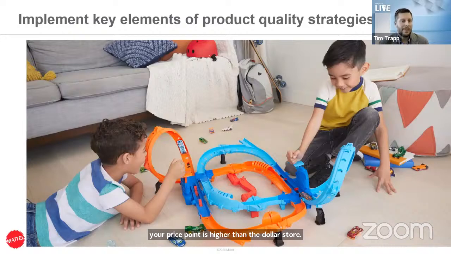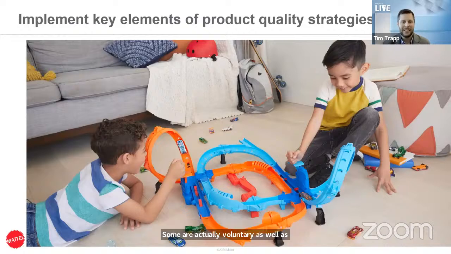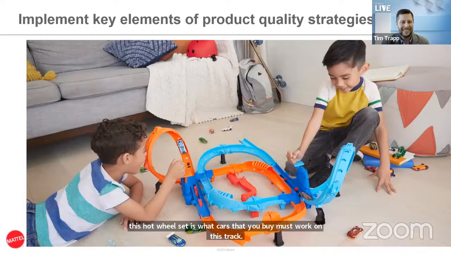When we implement key elements of our product quality strategy, we must document the requirements and specifications that each product is meeting, including those regulatory standards. Some are actually voluntary, as well as internally developed safety and testing standards that we base on years of experience of producing children's products. An example of this with this Hot Wheels set is what cars that you buy must work on this track. There's no regulation that's telling you that. Your consumers are telling you that.